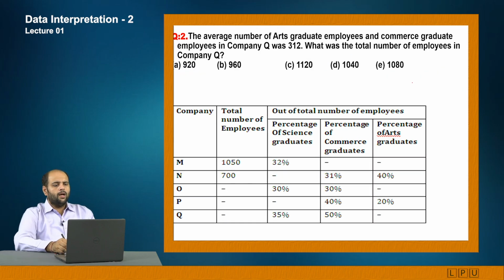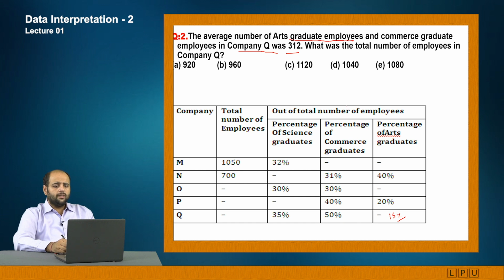Now the next question asks: the average number of arts graduate employees and commerce graduate employees in company Q was 312. So the company Q's information is given. If it is 35% and 50%, then the remaining will be 15%, because the total has to be 100%.